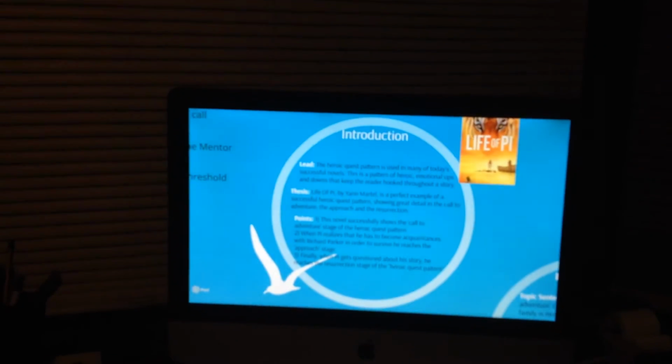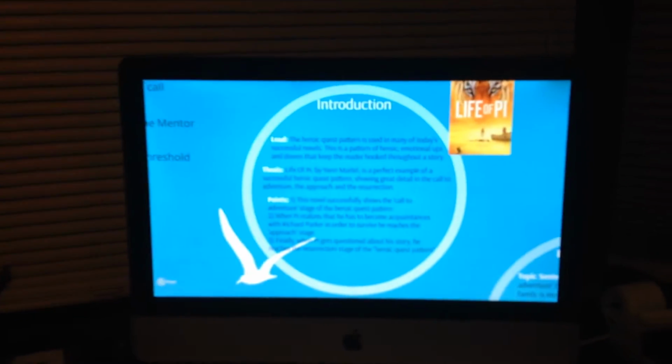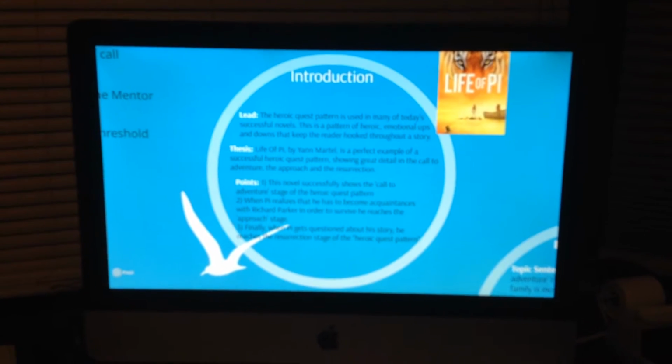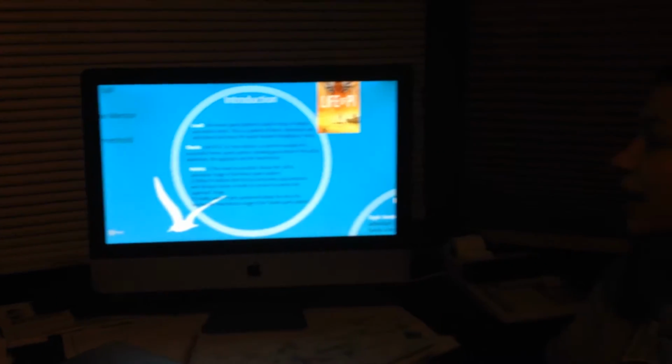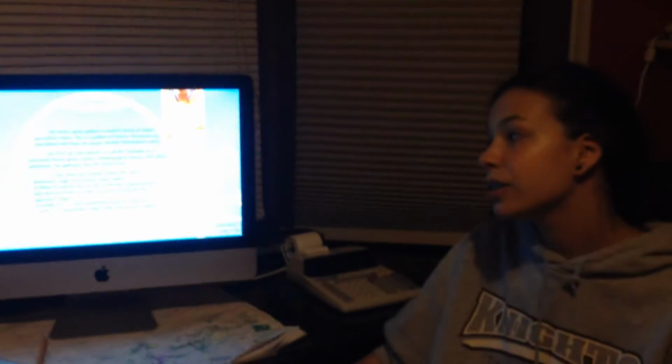The heroic pattern is used in many of today's successful novels. This is a pattern of heroic, emotional ups and downs that keep the reader hooked throughout the story. Life of Pi by Yann Martel is a perfect example of a successful, heroic quest pattern, showing great detail to the call to adventure, the approach, and the resurrection.